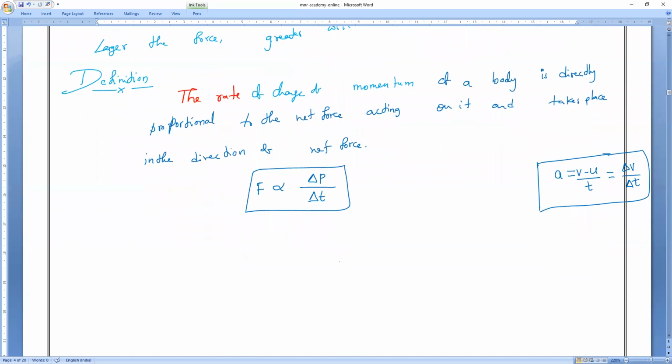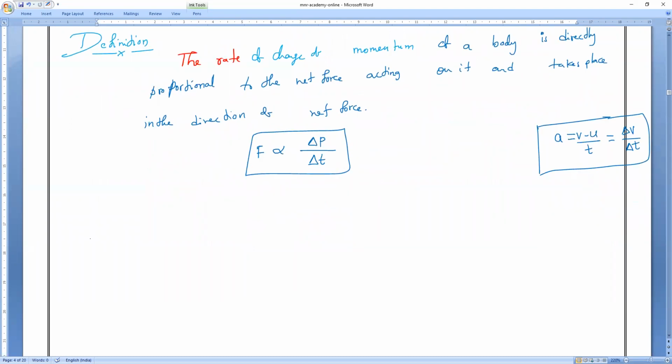Okay. Now, let us make the derivation of Newton's second law. It is a very popular law, so we all know it. The derivation of F equals ma. This is the well-known equation of Newton's second law. Here, A is acceleration. Force is equal to mass into acceleration. The force exerted on a body is equal to the mass of the body into the acceleration of the body.